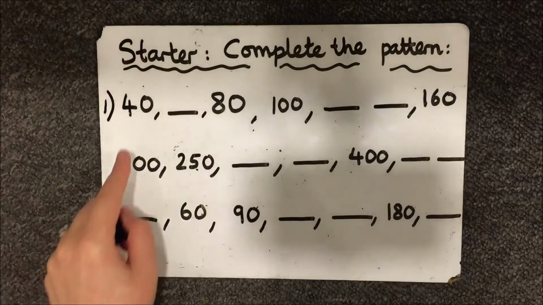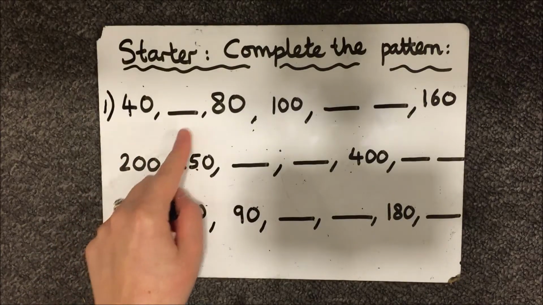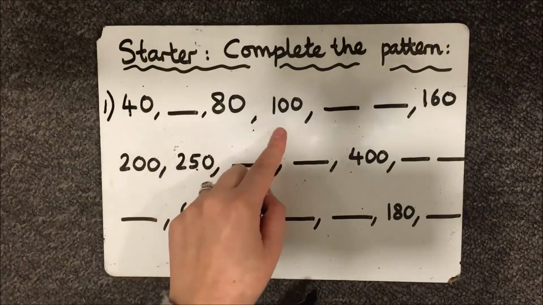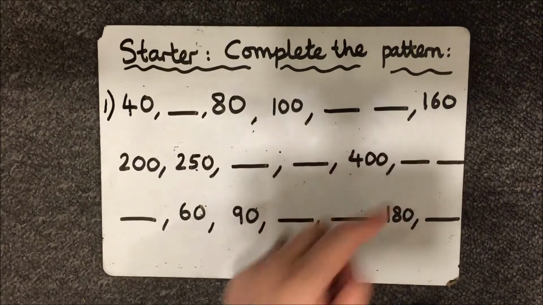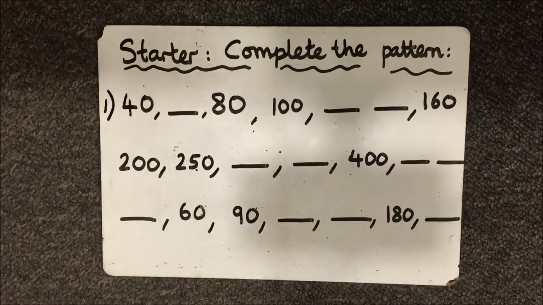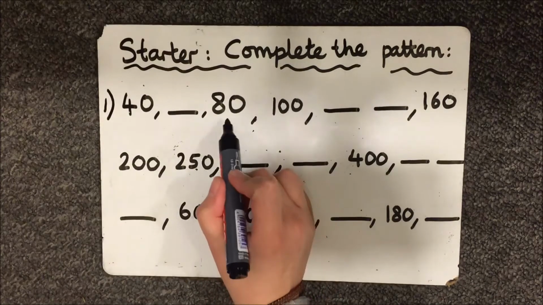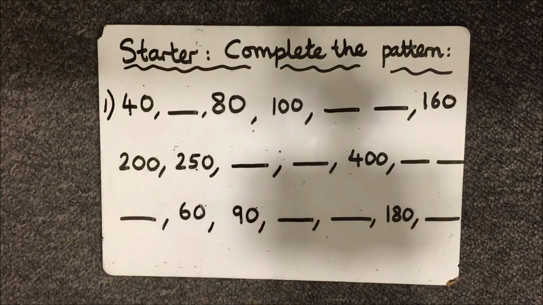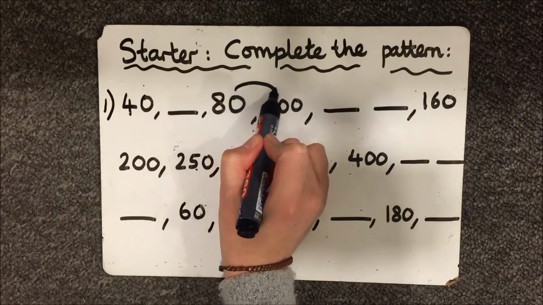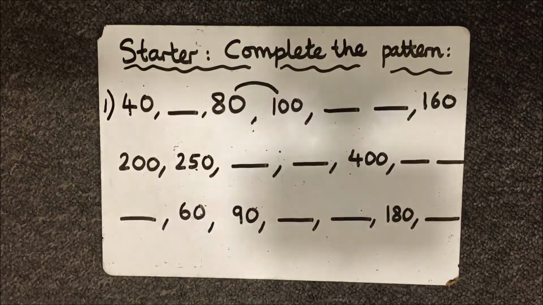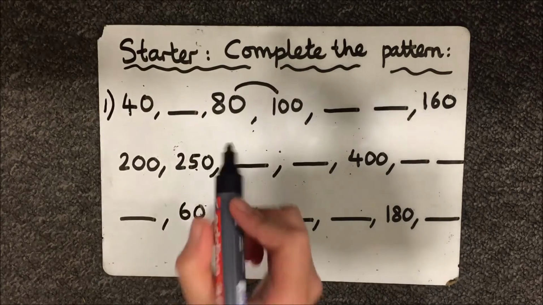Let's read it together. 40, something, 80, 100, something, something, 160. I've got a lot of missing spaces there, so it's hard for me to work out the pattern. However, I do have these two numbers next to each other. The trick is to look at the numbers next to each other so you can work out the jumps. What does it jump in from 80 to 100?